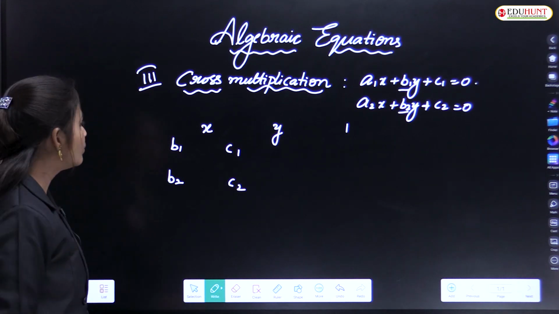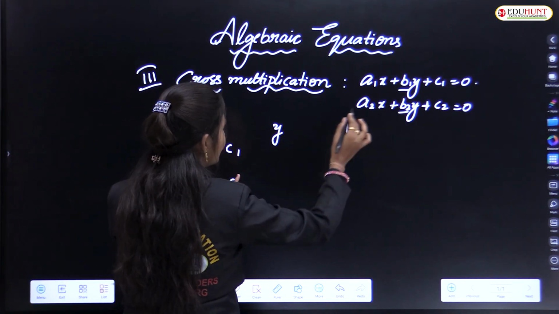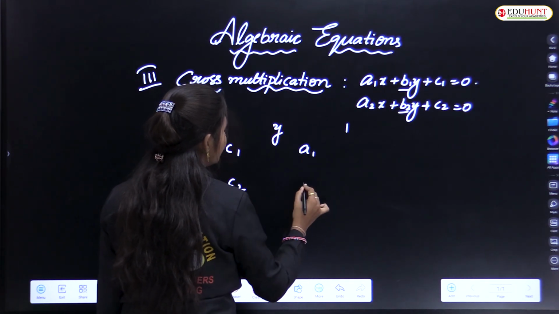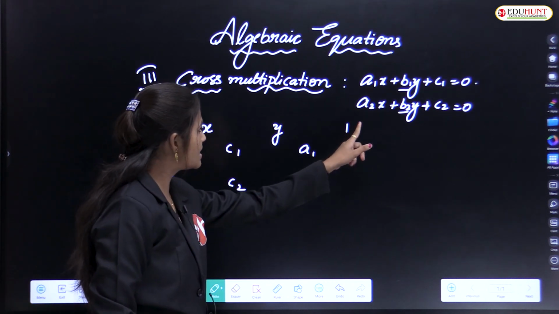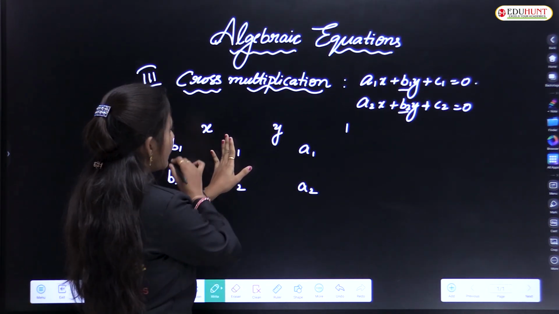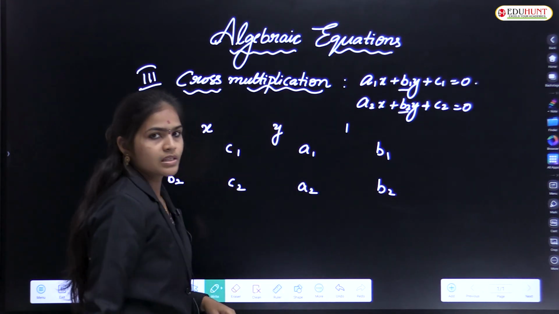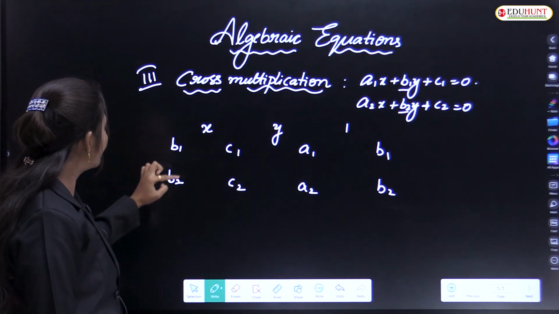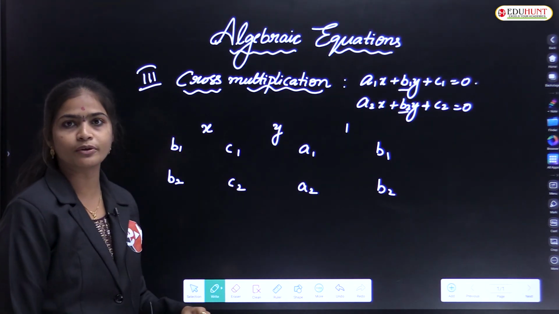c1, c2. So b, c completed. For the y term, we have to remove the b terms here. So that is a1, a2. Next, the constant terms we need to remove, so again we need to write b1, b2. Just observe carefully how to write this one. So b1, b2, c1, c2, a1, a2, again b1, b2.